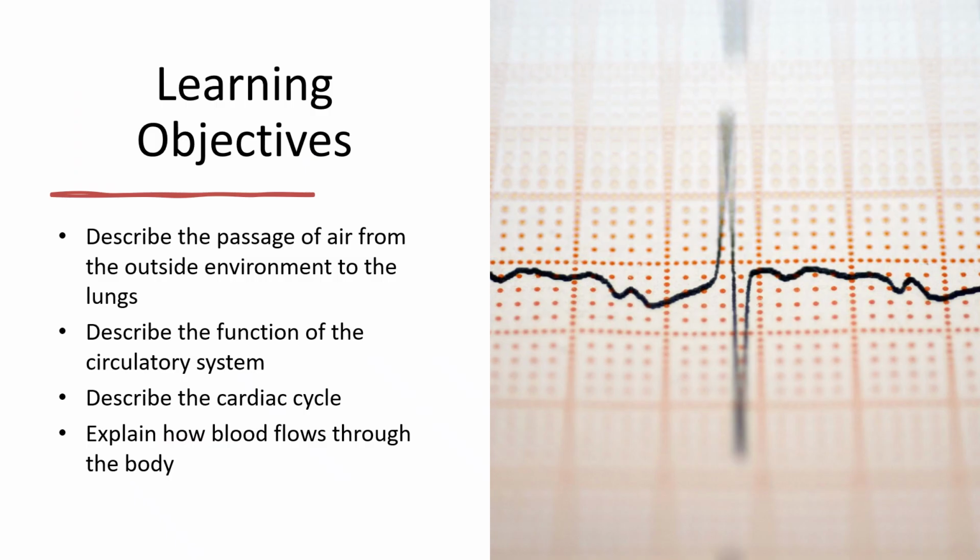By the end of this section, you should be able to describe the path air takes to reach the lungs, explain the function of the circulatory system, outline the cardiac cycle, and trace how blood flows through the body.